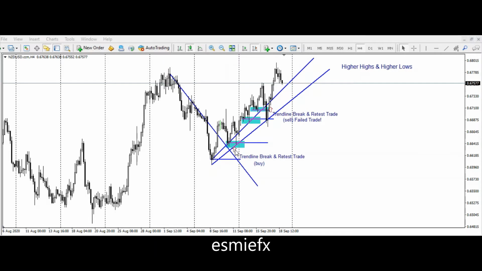So here was the trend line break and retest trade for a buy, and here the price broke this trend line, and here would have been a failed trade for a sell based on trend line break and retest here. We'll continue with the trend line analysis.